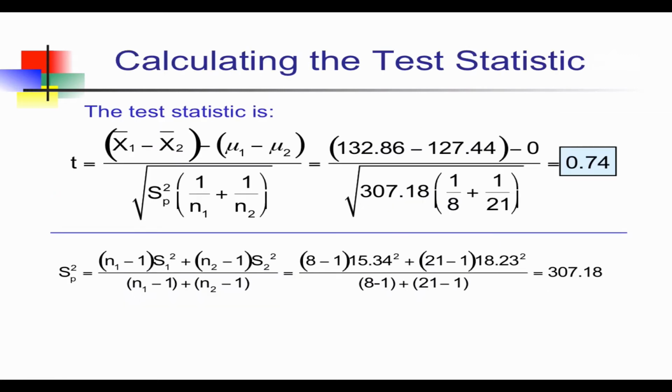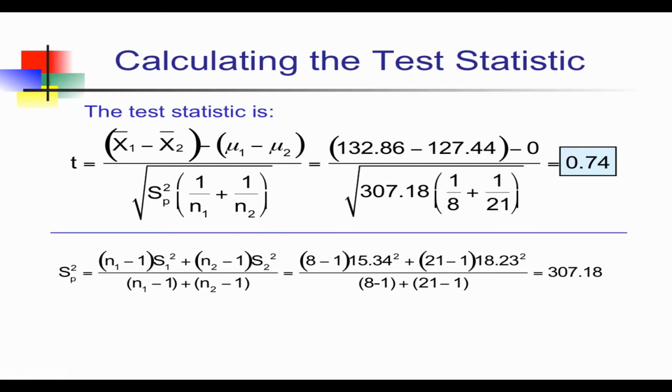Okay, so what is your test statistic? Your test statistic, based on that formula right there, is the difference of x bar 1 and x bar 2, subtract this 0 value, and over this pooled standard error estimate, which is right here, and SP is estimated by the previous formula right here. So you get this whole t value equals 0.74.